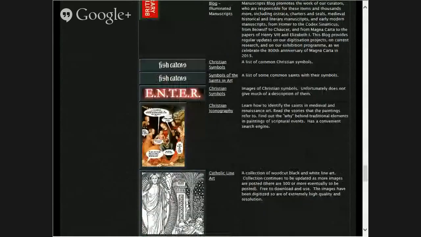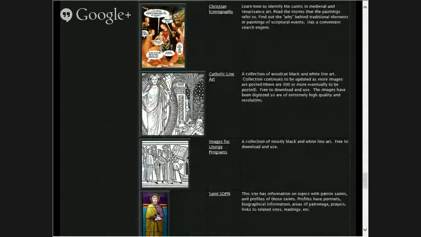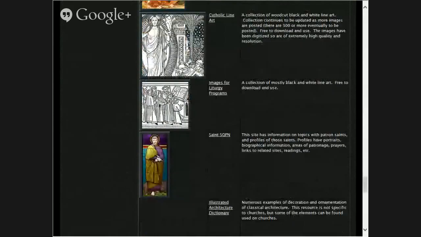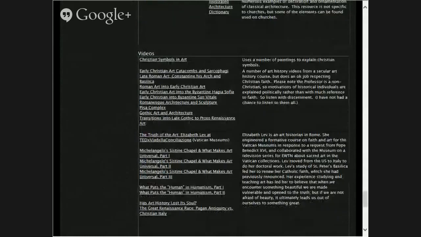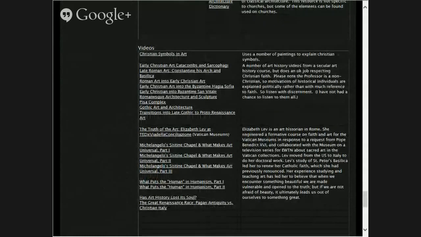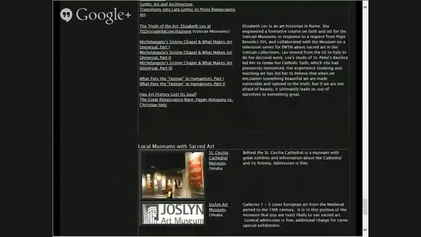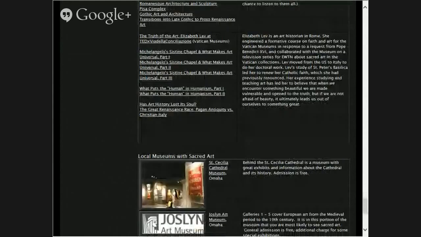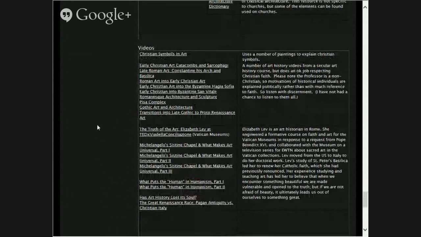Other art resources. Some of these are for finding the saints and symbols that we did last time. Some videos to watch about art and architecture. Some wonderful ones. If you want to learn more about especially Roman art, like the Sistine Chapel and stuff like that, some of these are by Elizabeth Lev. She's an art historian in Rome. Her talks are really good, really interesting. Let's see, museums. So lots of different resources on there that you can check out.